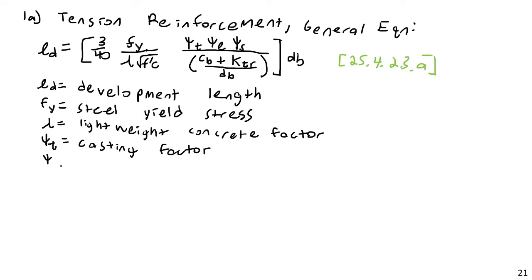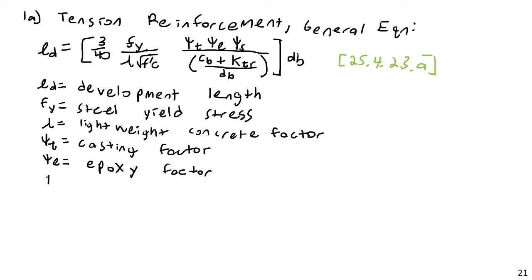Then you'll have psi e, which is the epoxy factor. This is used where you have some sort of epoxy coated rebar. I don't know if I mentioned that in this class yet, but often you will add epoxy to your rebar as a way of making it more corrosion resistant. But of course, that's going to dramatically change the skin friction, so in turn that will affect the development length.